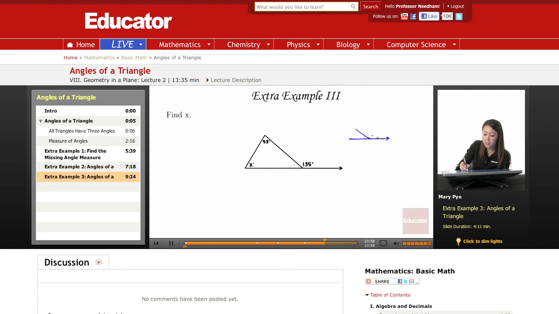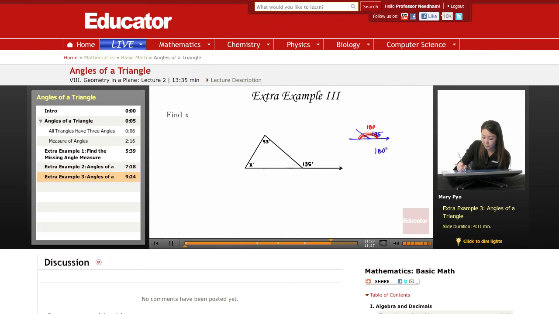A straight line has an angle measure of 180, right? So this whole thing together is 180. That means this one plus this one is 180. This is given that it's 135 degrees. So if this one together with this small one is 180, then I can just subtract it, right? 180 minus the 135 to see what this angle measure is going to be.